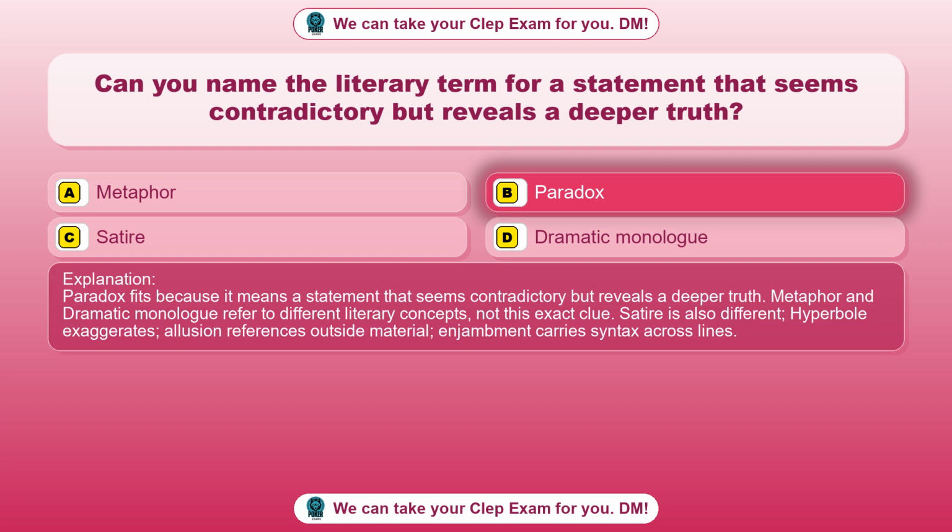Paradox fits because it means a statement that seems contradictory but reveals a deeper truth. Metaphor and dramatic monologue refer to different literary concepts, not this exact clue. Satire is also different, hyperbole exaggerates, allusion references outside material, enjambment carries syntax across lines.